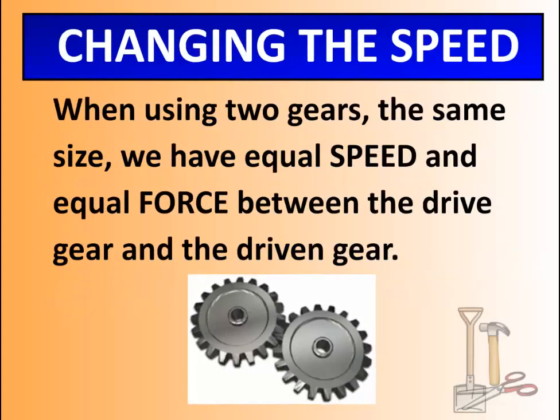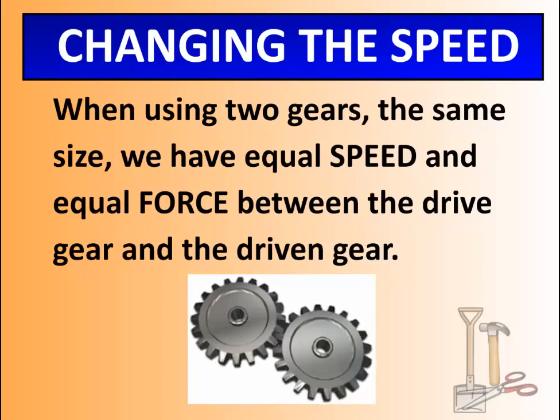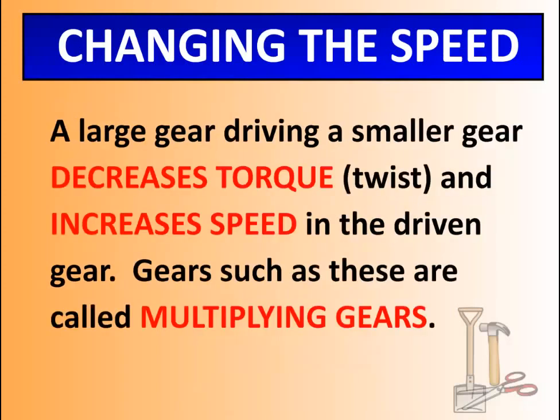Now, when we use two gears of the same size, we have equal speed and equal force between the drive gear and the driven gear. As this picture shows, my drive gear and my driven gear are the same size. So the speed and the force within them is the same. And in your notebook, this is already written out for you, so just follow along here. A large driving gear decreases torque. So if my driving gear is much larger than my driven gear, it produces a driven gear that is faster and has less torque. And torque is twist. We'll get more into twist a little later.